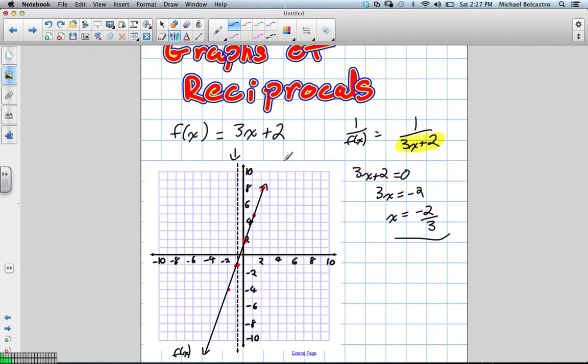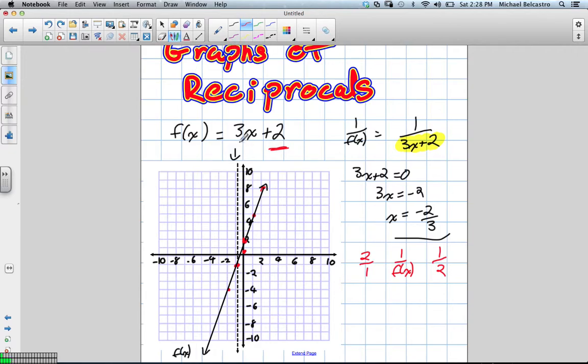The y-intercept, we know as a rule, is going to be the reciprocal of the original y-intercept. So the original y-intercept was 2 over 1, you would say, right? So for our reciprocal function, 1 over f of x, what will our y-intercept be? 1 over 2. Yeah, it's going to be 1 over 2. So in other words, about a half. So we're going to have it at a point there, okay?